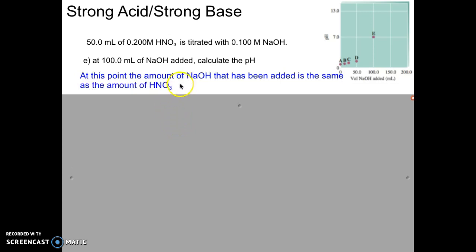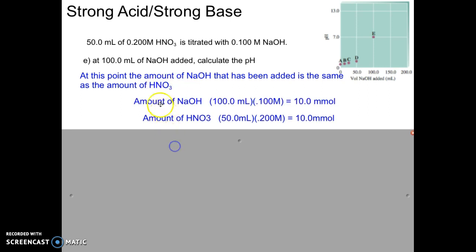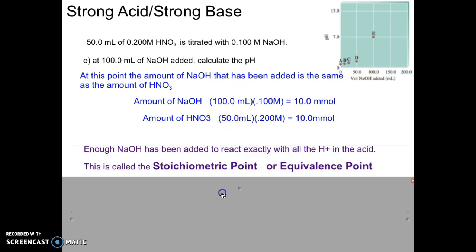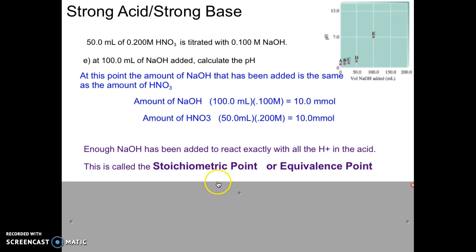when at this point we are at the same amount of NaOH and the same amount of HNO3 in terms of millimoles. So the millimoles will be the same. You can see here the amount of sodium hydroxide is 10 millimoles and the amount of nitric acid is 10 millimoles. So do you know what that means we are at? When the moles of OH and the moles of H plus are the same, that means we are at our equivalence point, or it's also called the stoichiometric point.